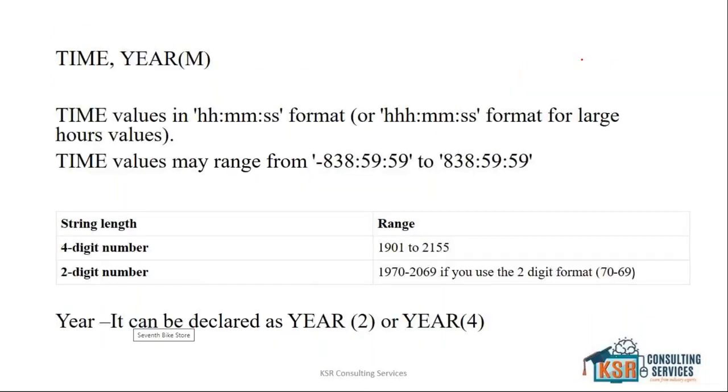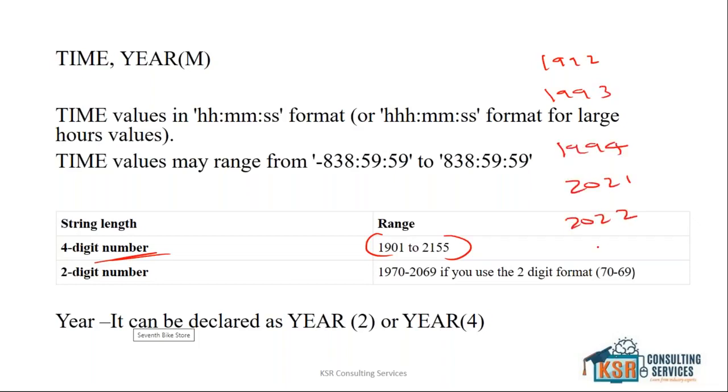How do you store this? Year can be 4 digits, for example 1992, 1993, 1994, 2021, 2022, 2023. The minimum year supported is 1901 and the maximum is 2155. After that, the database people will change it and update it. As of today, this is the maximum year you can store.